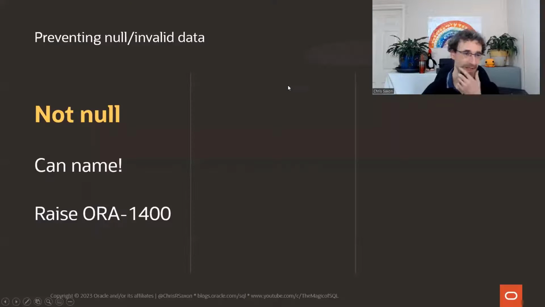Okay. So just to recap on that, not nulls, right? As I said, most people don't realize, but you can actually name not null constraints. You have to do it when modifying the column if it's adding it as new.